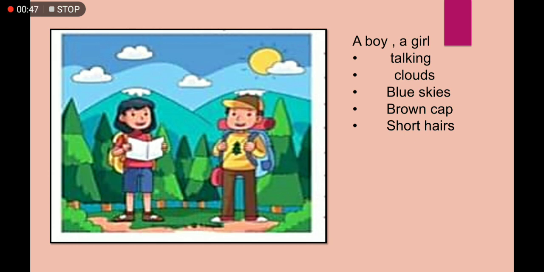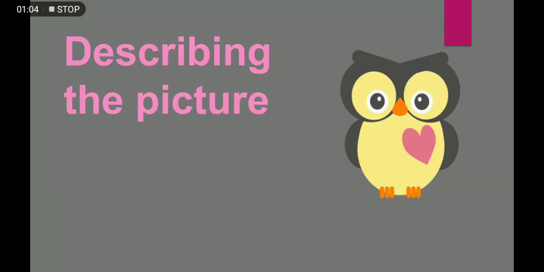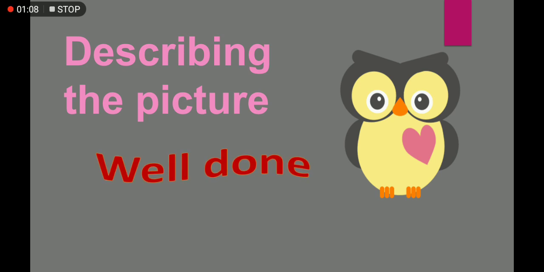Now look at this picture. How will you describe it? Yes, there is a boy, there is a girl. They are talking. There are clouds. There are blue skies. There is a boy wearing a brown cap, and a girl has short hair. Very good. Well done. You have just described a picture.